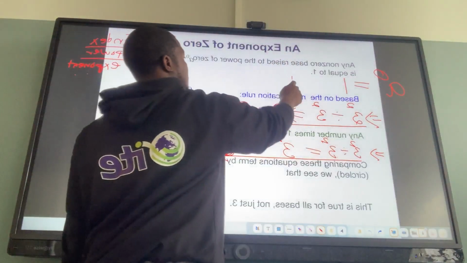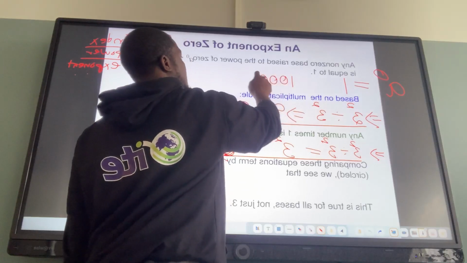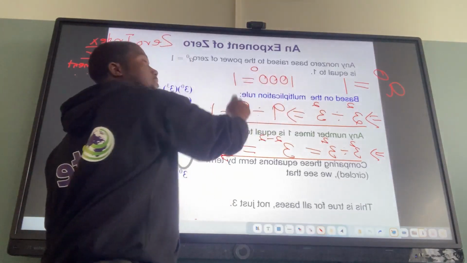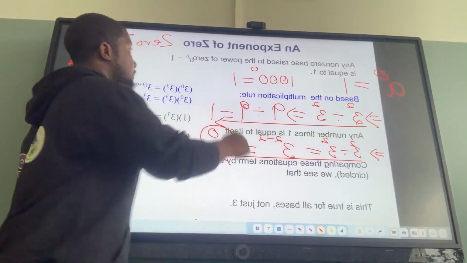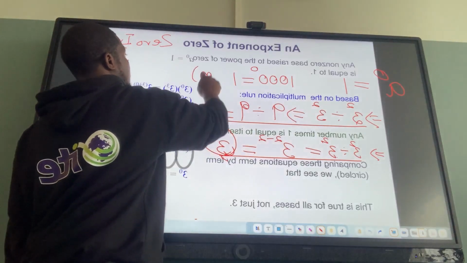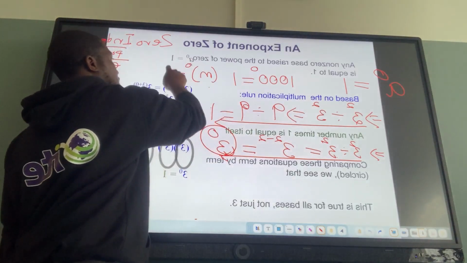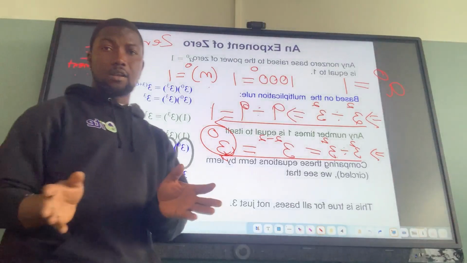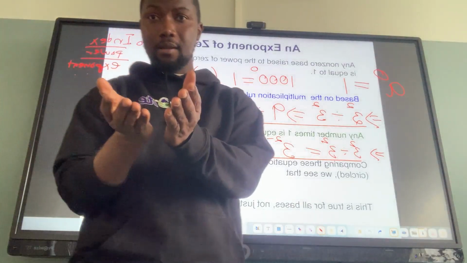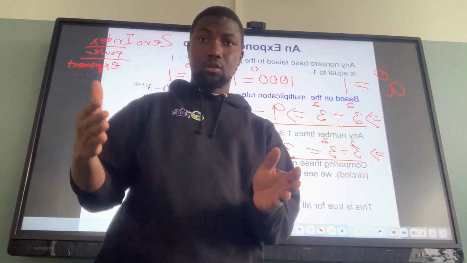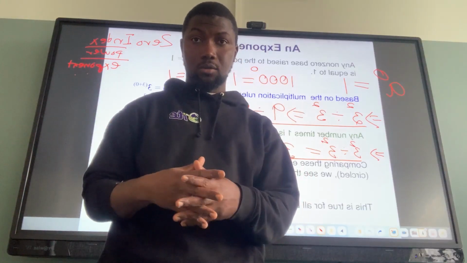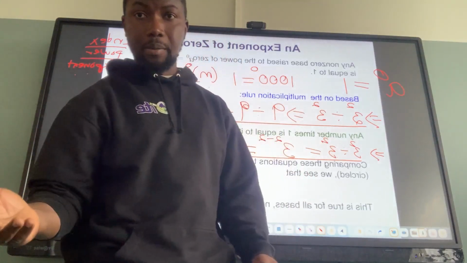1000 to the power 0 is 1. M to the power 0 is 1. Regardless of the value of the number, it does not matter how big or how small the number is. Minus 200 to the power 0 is 1. 1 million to the power 0 is 1.